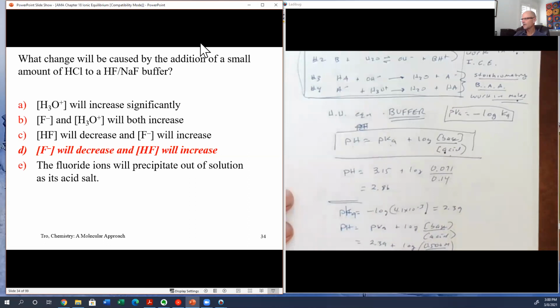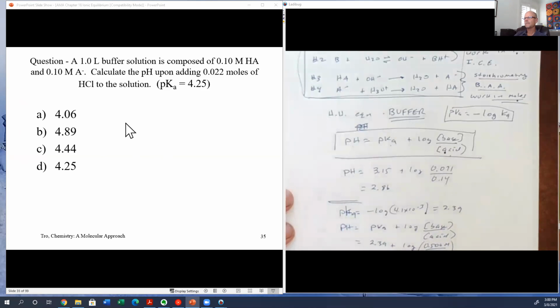I'm going to end the polling there. A few of you got it backwards. But again, the way to think about this is, okay, I'm adding HCl. What does it react with? The conjugate base. So therefore, this gets neutralized. This goes down, this goes up.